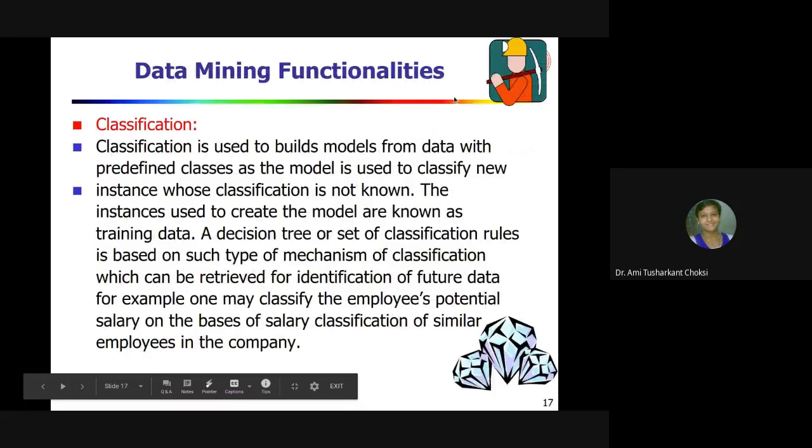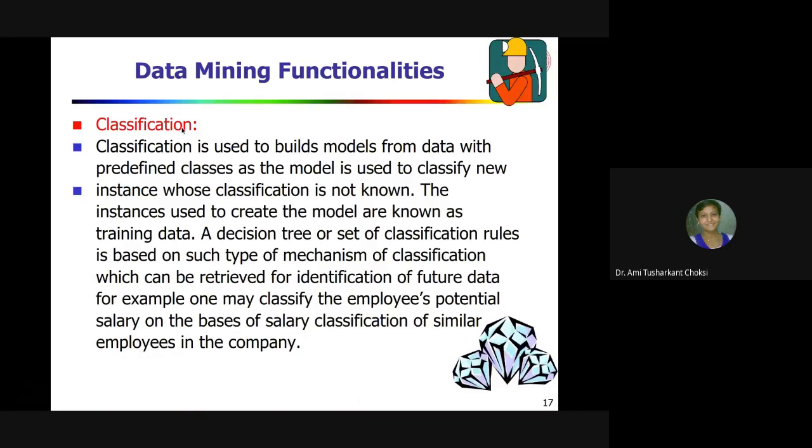So, data mining functionalities, and in that we now want to study classification. What is that? Classification is used to build models from data with predefined classes, and the model is used to classify a new instance whose classification is not known.